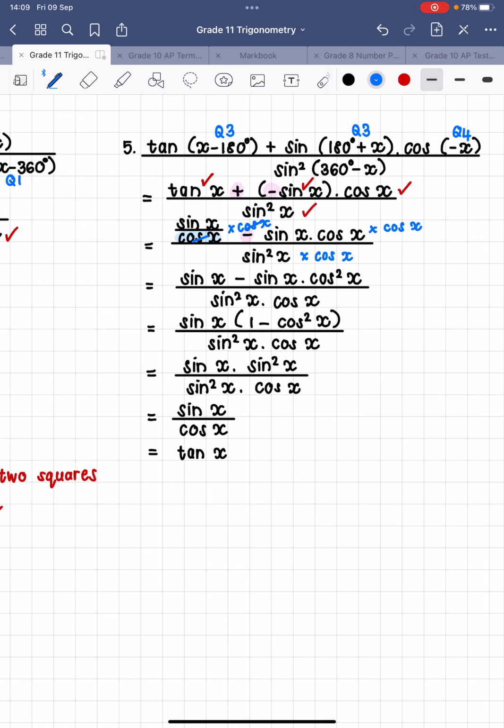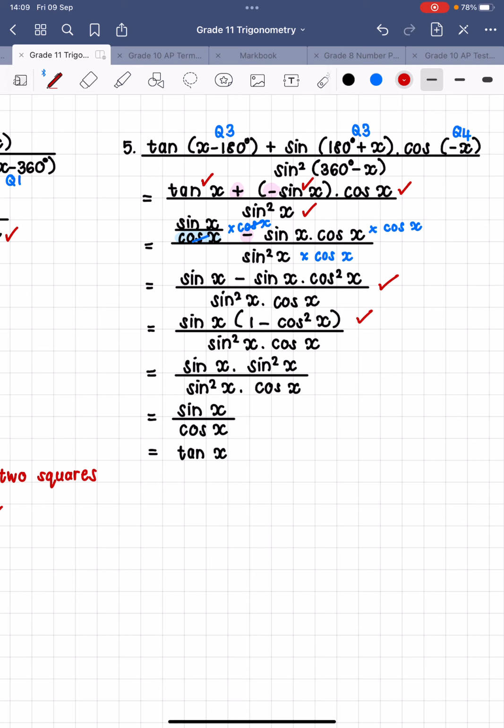In the next term, it's minus sine x, and then cos x times cos x is cos squared x, and at the bottom, I have sine squared x times cos x. What I did next is I took sine x out as a common factor. So let me actually just show quickly. You will probably get 1 or 2, probably 1 mark for simplifying that whole fraction.